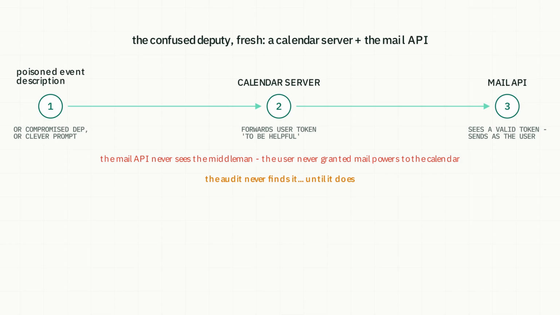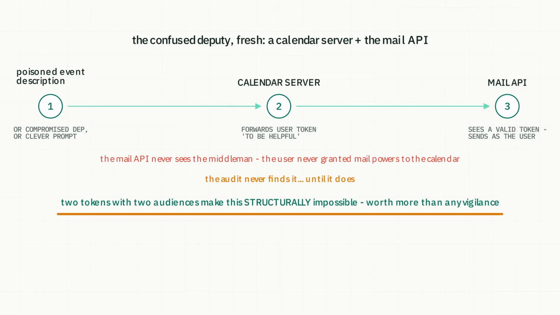The mail API never sees the middleman. The user never granted mail powers to the calendar. The audit never finds it until it does. 2 tokens with 2 audiences make this structurally impossible, which is worth more than any amount of vigilance.